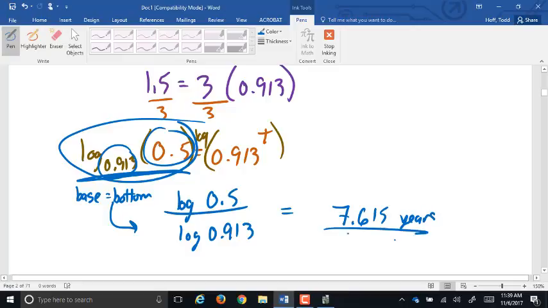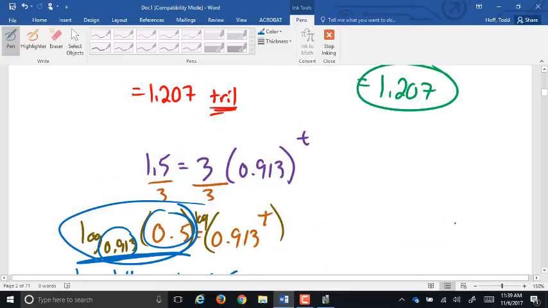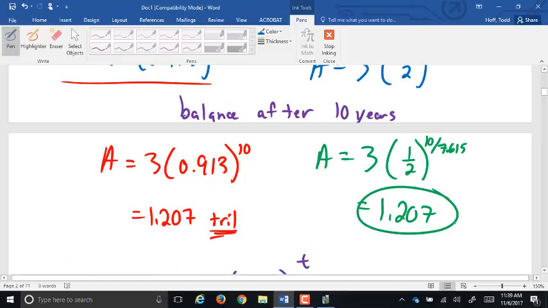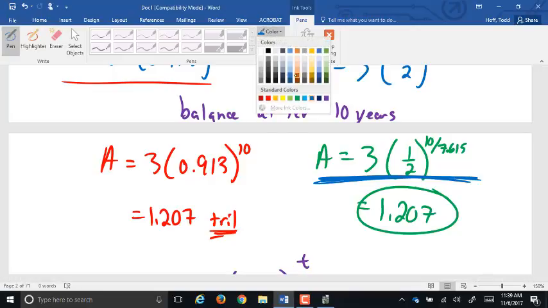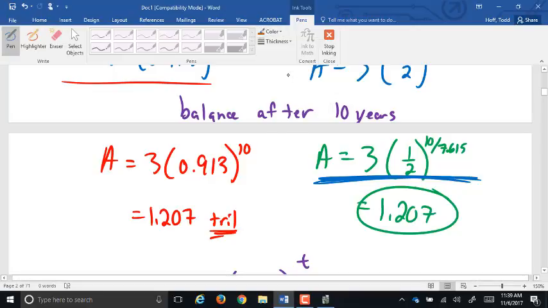That was our half-life. So I just wanted to point that out. Once we have the half-life, there is another formula involved. That would be this here. I'm going to show you how to go the other way in a little bit if we have some time.